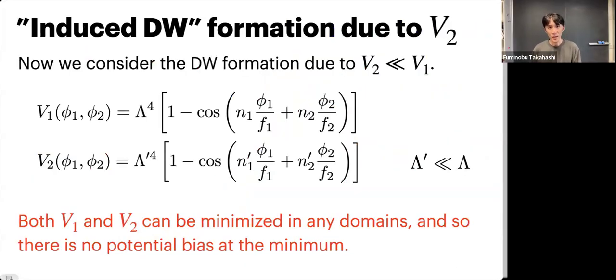So now we introduce the V2 potential, and the potential height is lambda prime, and they generically have different anomaly coefficients, N1 prime and N2 prime. Because we have two axions, phi1 and phi2, and two potentials, V1 and V2, both potentials can be minimized in any domains. So both cosine functions take a value of 1 in any domains. So there's no energy difference between the different vacua. All the vacua are degenerate in energy. No potential bias at a minimum.